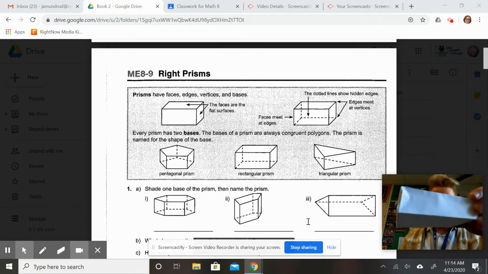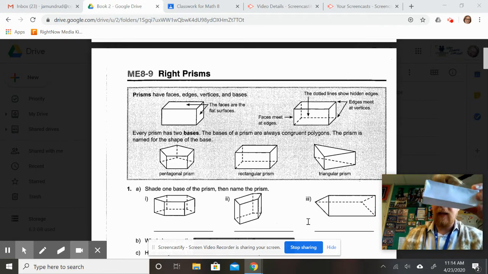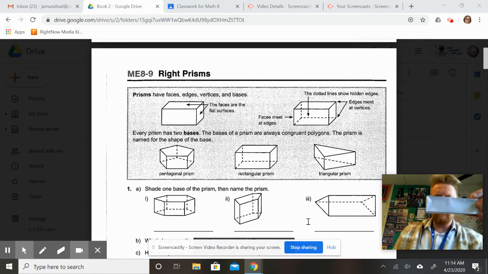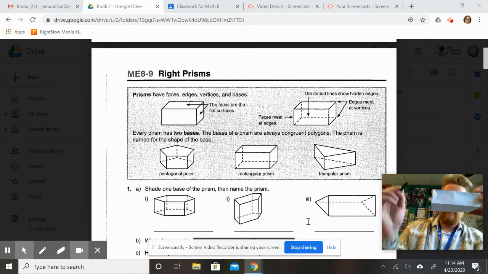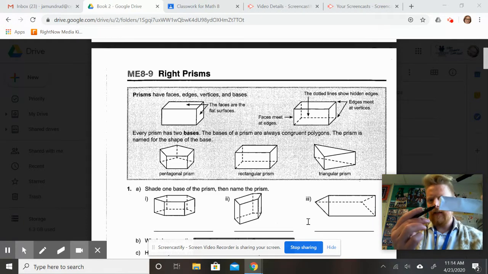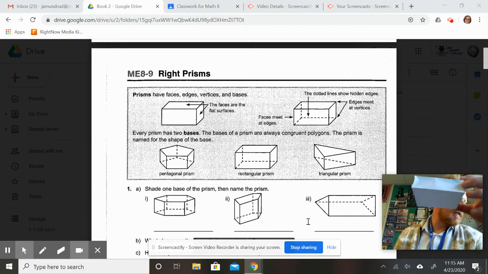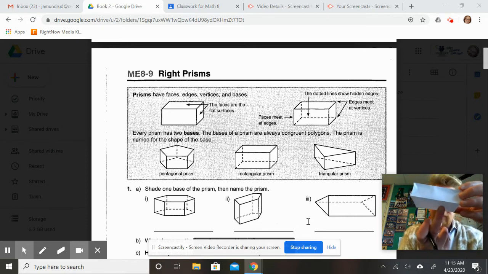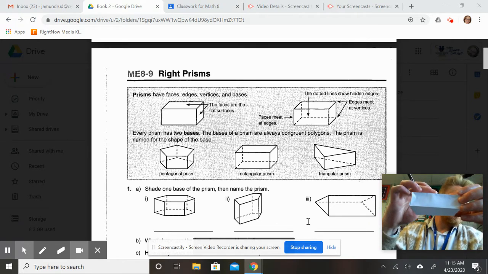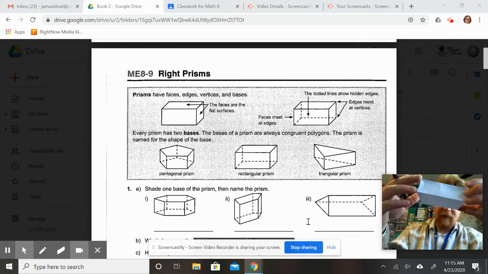Every prism has two bases. Now, a base is one of the faces. This is my base here. It's a face. This is a face. This is a face. Wherever the faces meet, they meet along an edge. Wherever the edges meet, they meet at a vertex, or a point. So: face, edge, vertex. Every prism has two bases, and this is the bottom base, the bottom face, and this is the top face.